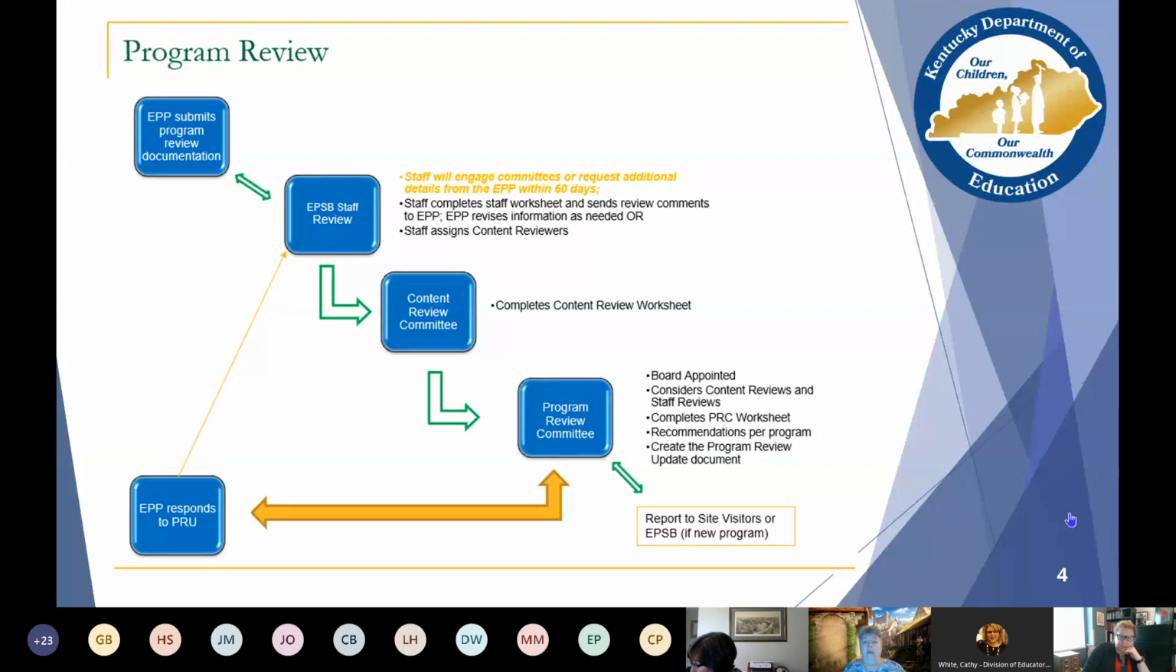The second step of the review process after submission is the staff review, which reviews and looks for information demonstrating compliance with the regulatory requirements and completeness of the submission. If there are major issues with the program resulting from the staff review, the program is sent back to the EPP with specific information about what's missing.